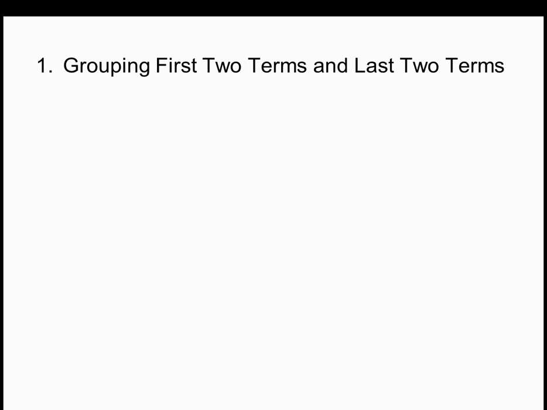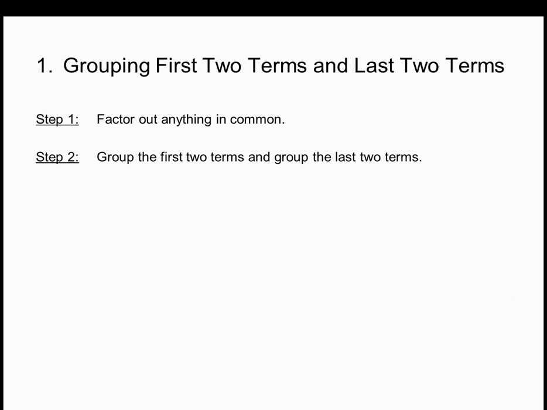So let's look at 4 terms. Because again, when there's 2 terms, the grouping is already done. So 4 terms. The first thing that we try is grouping the first 2 terms and the last 2 terms. So that will take you from 4 terms down to 2. So step 1, factor out anything in common. Again, that should always be your first step whenever you're factoring, is to factor out all common expressions. Step 2, group the first 2 terms and group the last 2 terms.